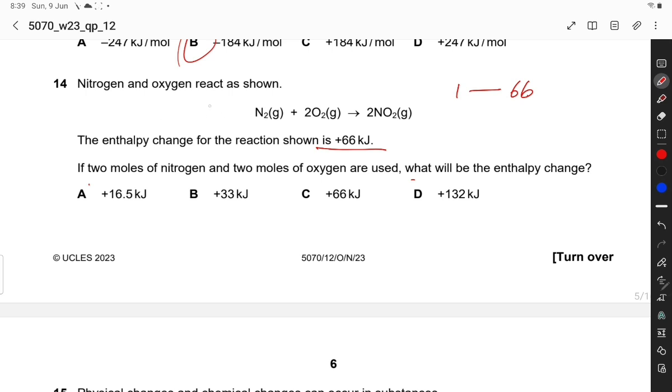Nitrogen and oxygen react as shown. Enthalpy change for this reaction is plus 66 kilojoule per mole. If 2 moles of nitrogen and 2 moles of oxygen are used, so 2 moles of oxygen is limiting reactant. This is limiting reactant and this is excess reactant.